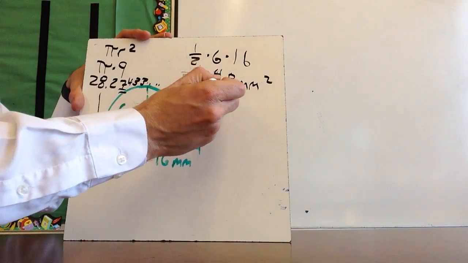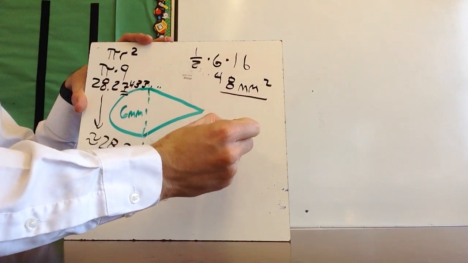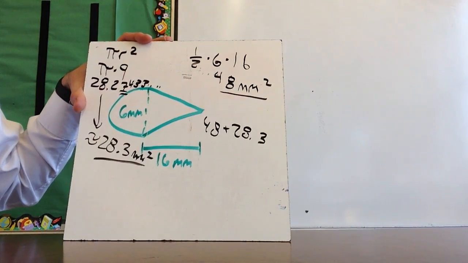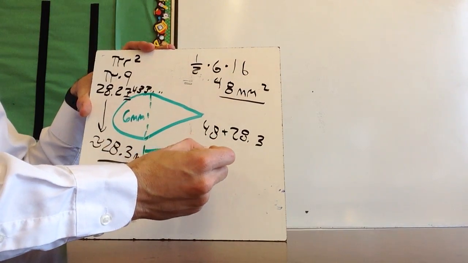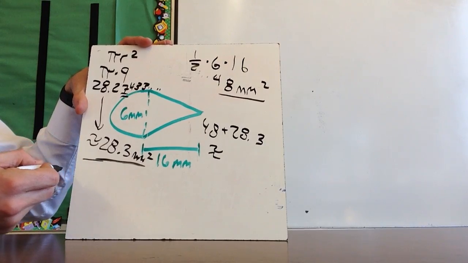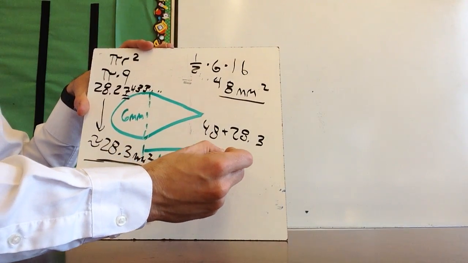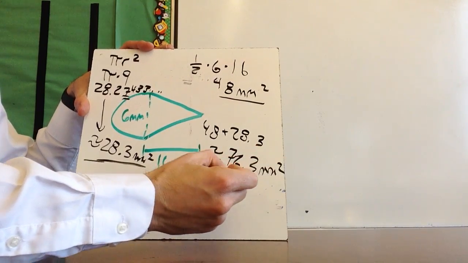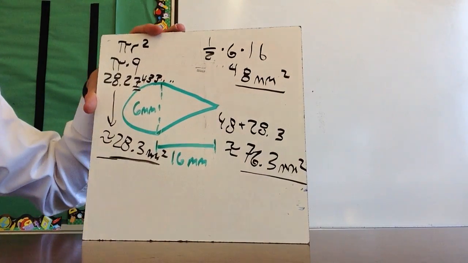So then I'm going to need to take this number, which is 48, plus the 28.3. And just to make sure that I don't mess this part up, and now remember this is approximately because I rounded over here. Okay, this is not exact. This is approximately 76.3 square millimeters. That would be the area of, essentially, the ice cream cone, or the half circle and the triangle.